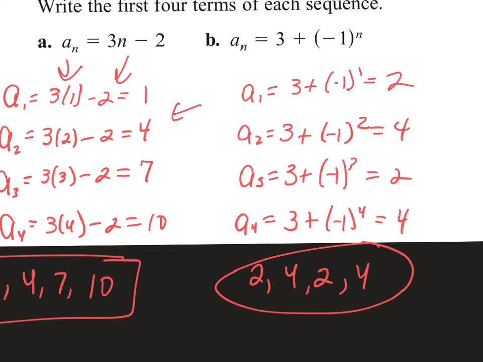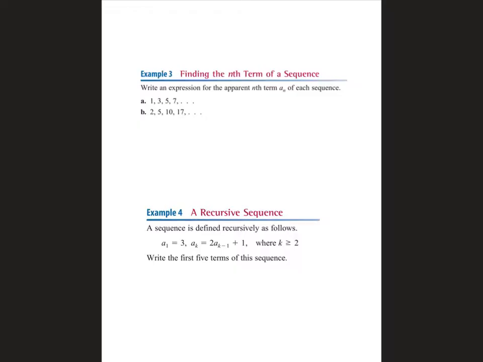You don't even have to think, guys. You can literally in your calculator put 3 plus parentheses, negative 1, close parentheses, raise the fourth power, equals, and it'll tell you. But I need to see that you understand what you're inputting in your calculator. Questions? Moving along.